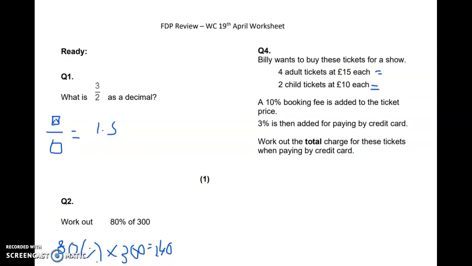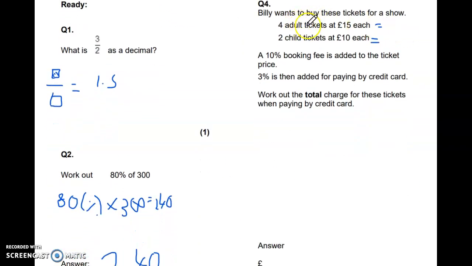Right, number 4. He's going to buy 4 adult tickets, £15 each, 2 child tickets at £10 each. A 10% booking fee is added, so it's going to be extra. And then 3% for paying by a credit card. Wow, what a lot. So let's work out the cost of the tickets first. So 4 times 15. He'd be paying £60 for adult tickets. Yeah, 4 times 15. And then 2 times 10, he'd be paying 20 for the children's tickets. So altogether, without any charges, it's £80.